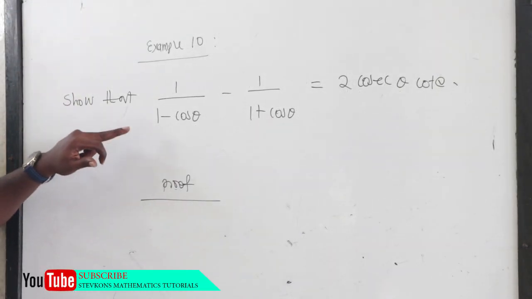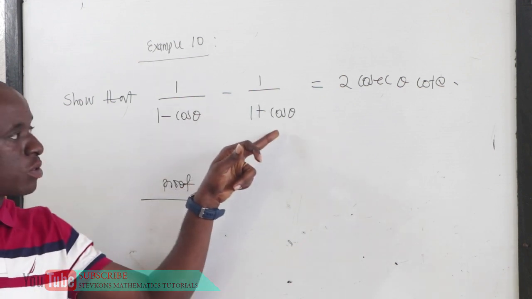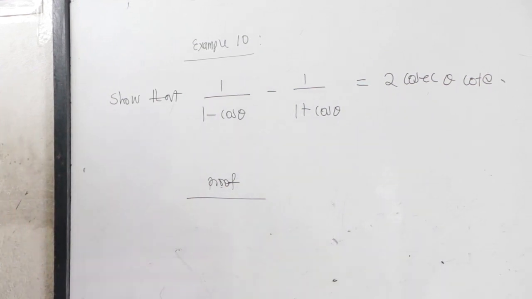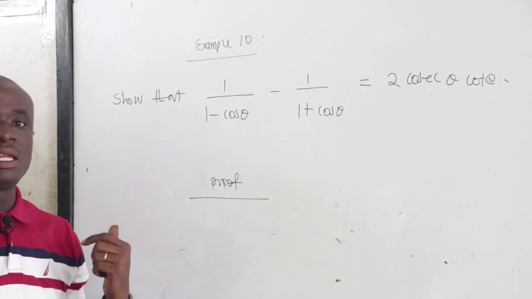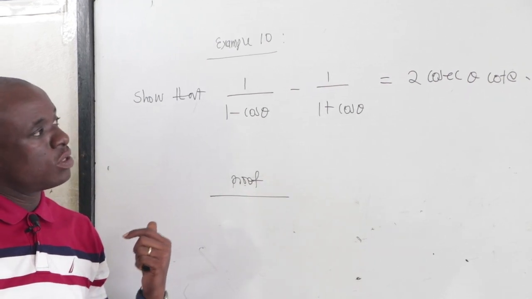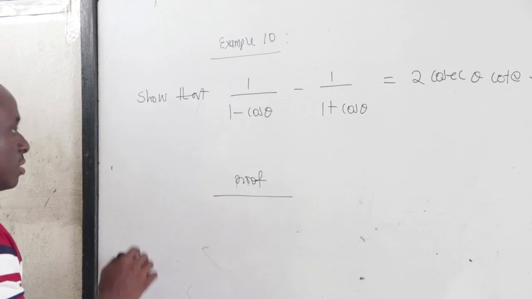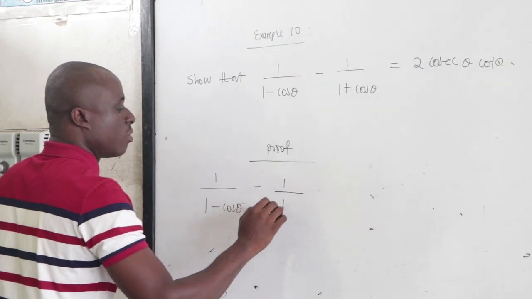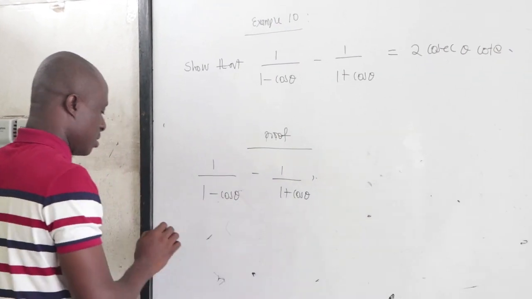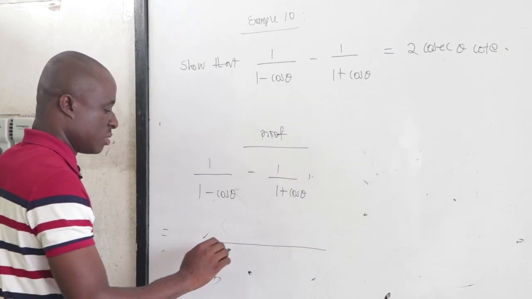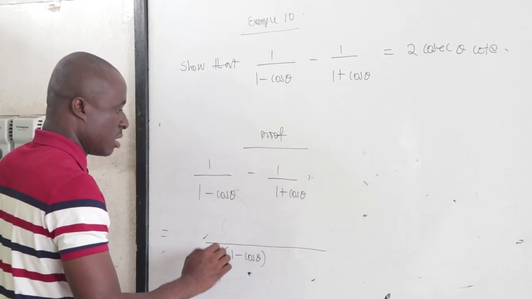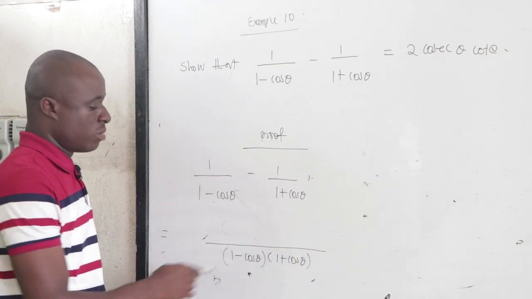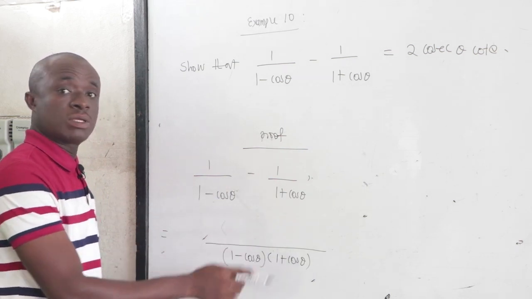Example 10, show that 1 over 1 minus cos theta minus 1 over 1 plus cos theta is equal to 2 cosec theta cot theta. Now, from this, the complicated part is the left hand side. So let's show that this is equal to the right hand side. So you have 1 over 1 minus cos theta minus 1 over 1 plus cos theta. Now, what is the LCM? The LCM is 1 minus cos theta times 1 plus cos theta.